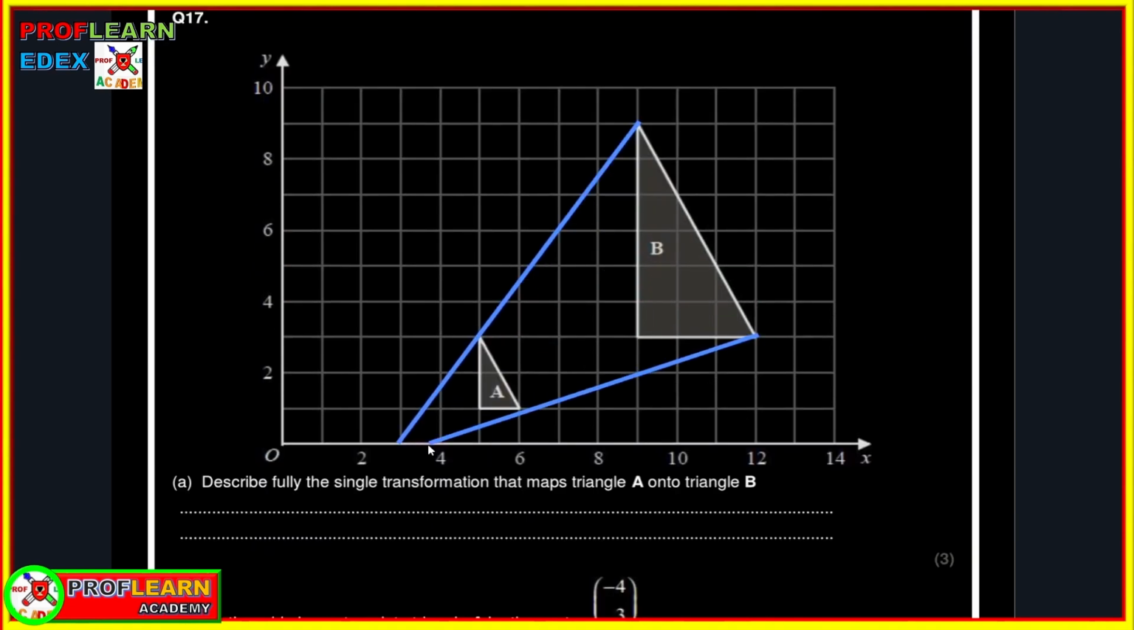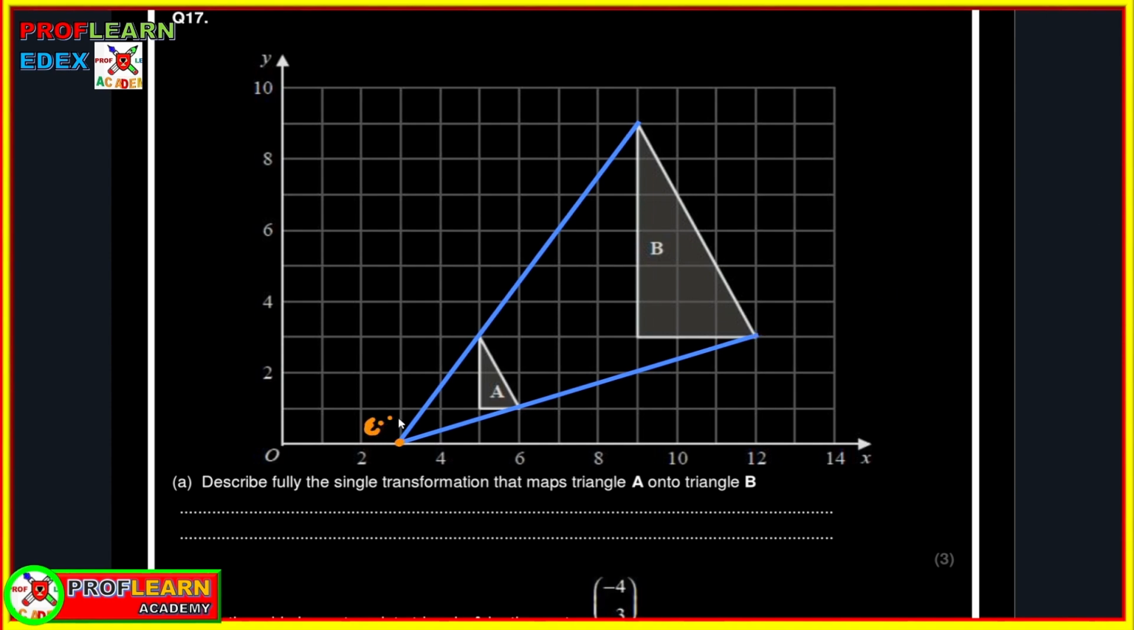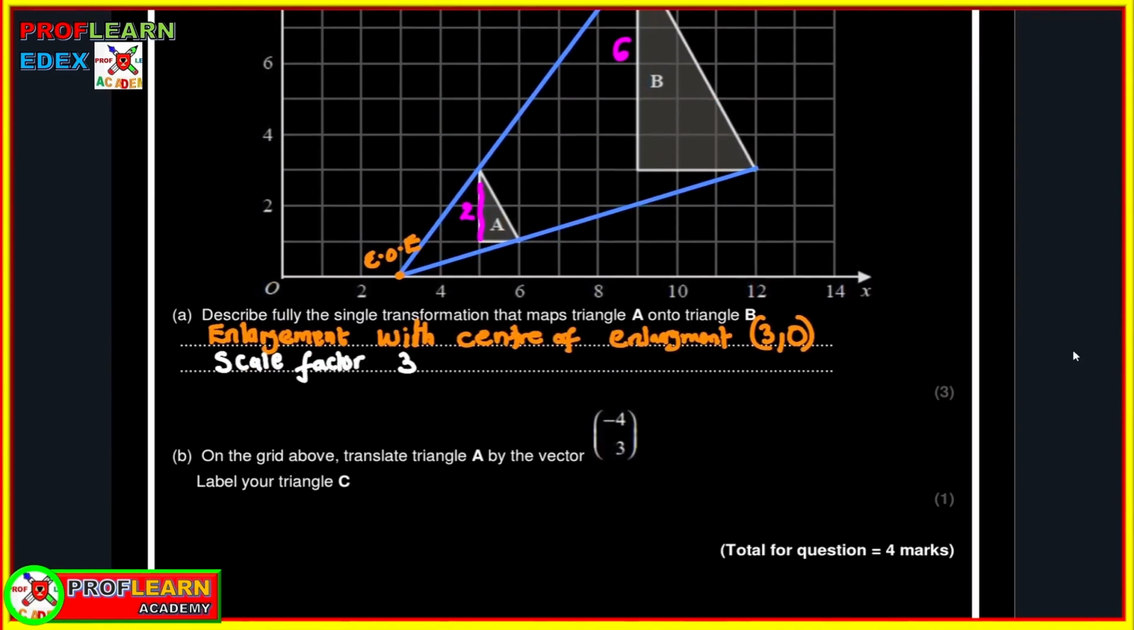In order to describe fully an enlargement, you need to state the center of enlargement, which is here, and also the enlargement scale factor. So this is an enlargement with center of enlargement 30, and for the scale factor, if you count, this height here is two squares, but this one here is 6. So what is multiplied there to get B is times 3. So that is enlargement scale factor 3.